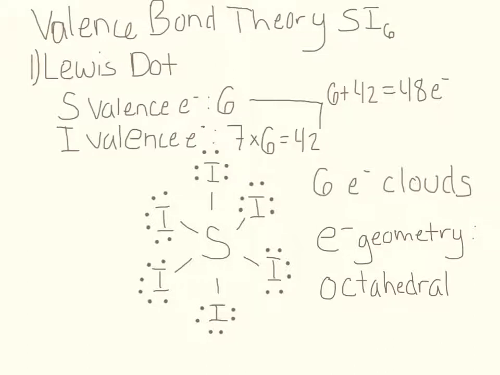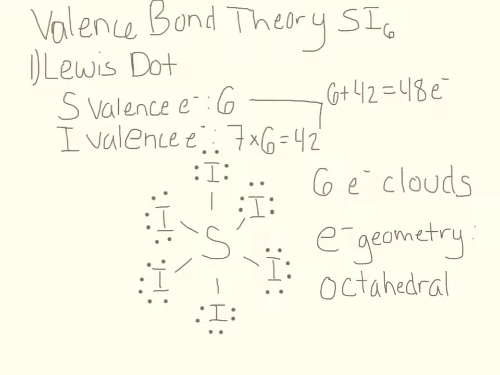Now, to determine the total amount of valence electrons within this molecule, we add together the 6 electrons from sulfur and the 42 total valence electrons from the 6 iodide, and then we get 48 total valence electrons for this molecule. Now, with drawing the Lewis dot structure, we're going to put sulfur in the middle, and then we're going to have all 6 iodides surrounding it. There are no lone pairs within this molecule, so we don't have to worry about that.